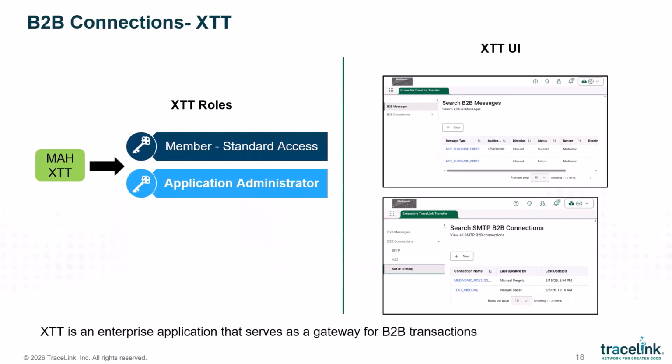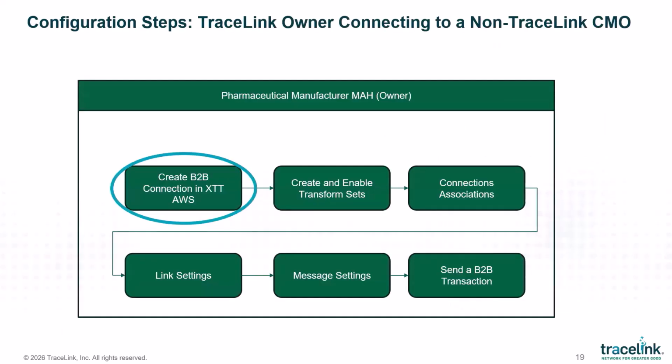To utilize the XTT AWS application, specific roles are required. Member with standard access. This role allows access to read APIs. Application administrator. This role provides access to write APIs, enabling the importing, adding, and removing of certificates. So XTT allows you to configure your B2B connection and gives an info exchange-like view of the B2B transactions that come in and out of the B2B gateway. To start out, you'll create a B2B link in XTT AWS app.